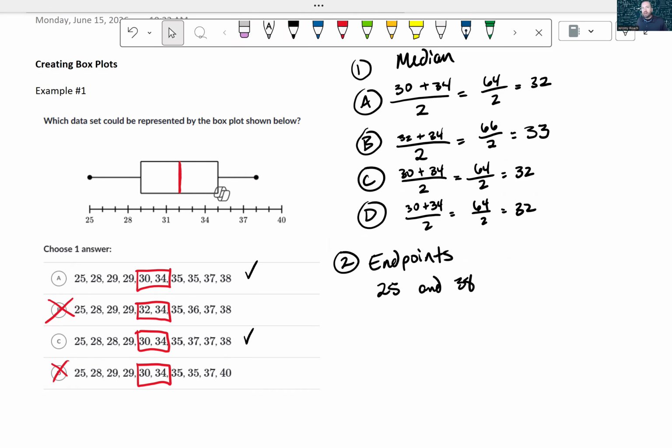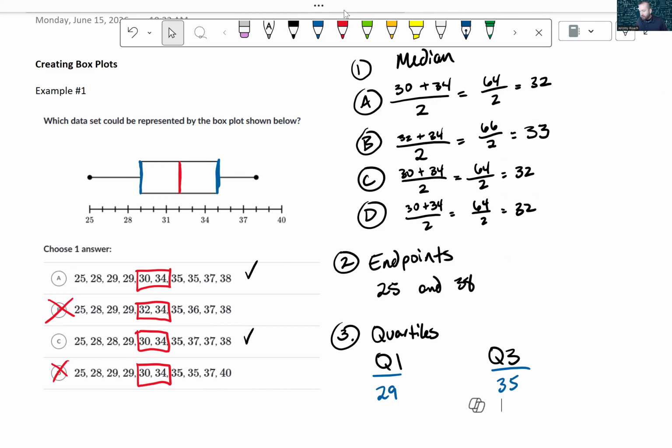Okay, so we were able to cross out B and D. Now let's take a look at our quartiles. So we talked about quartiles in the last lesson. So we're going to check where is Q1 and where is Q3. Well, Q1 is going to be right here on our box, right on the outside of our box, and Q3 is on the other outside edge of our box. So Q1 is at 29 and Q3 is at 35.